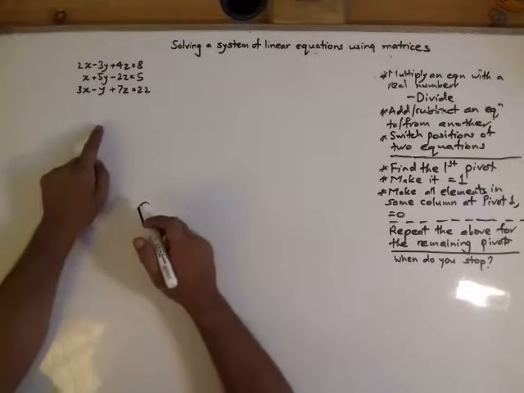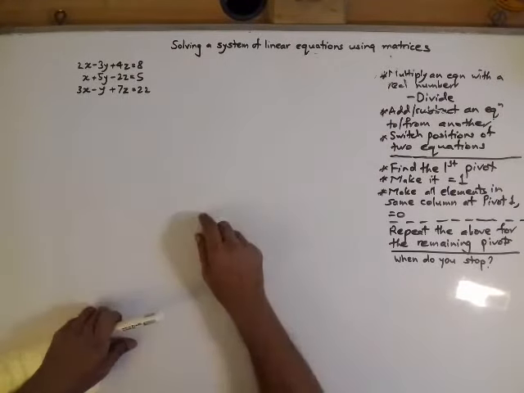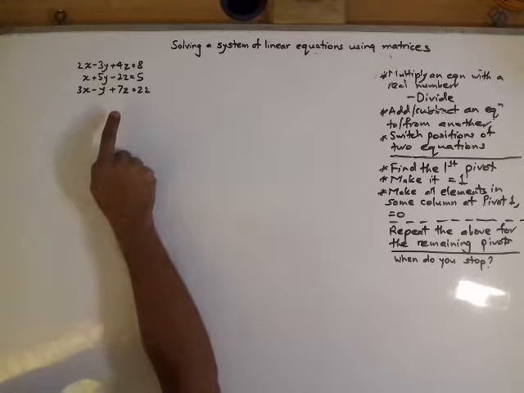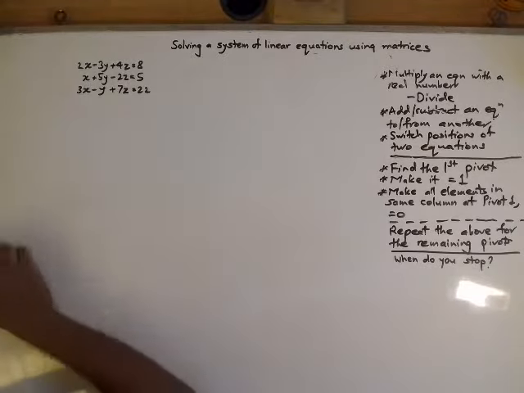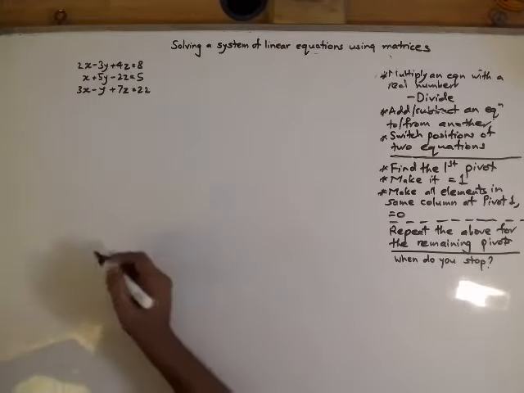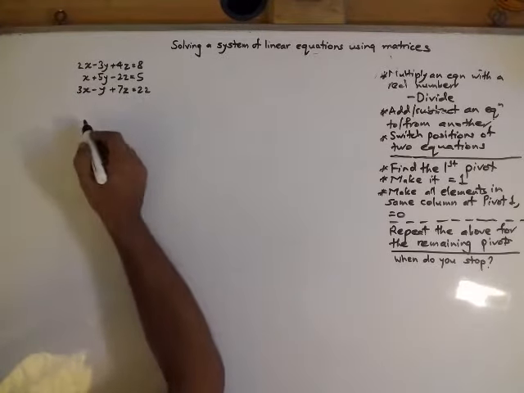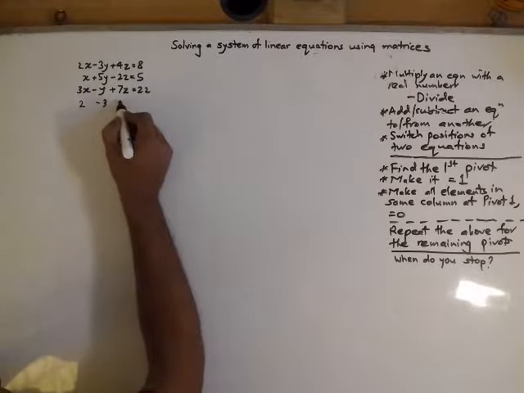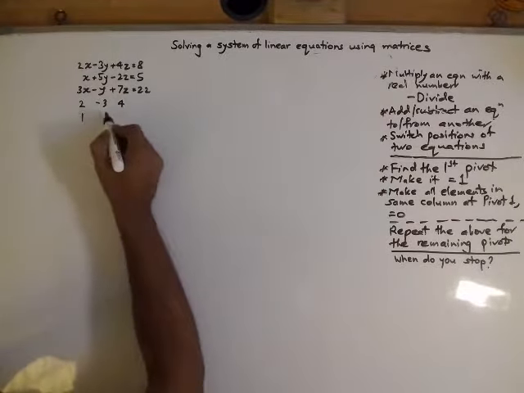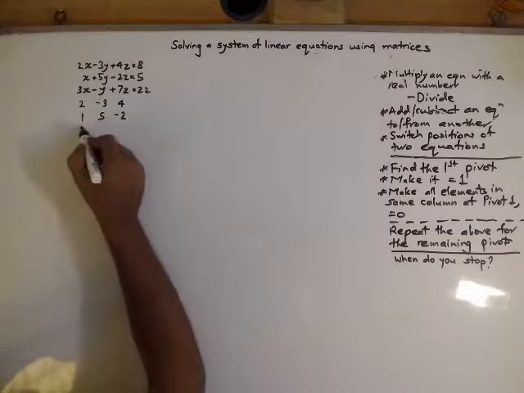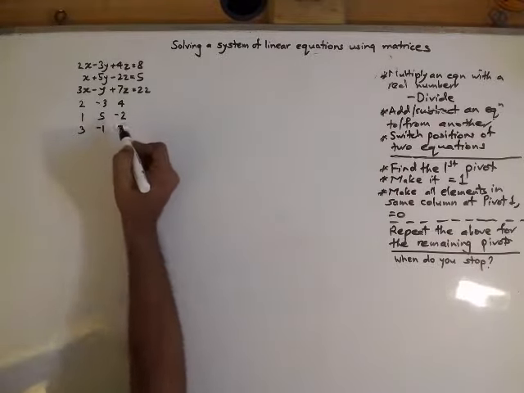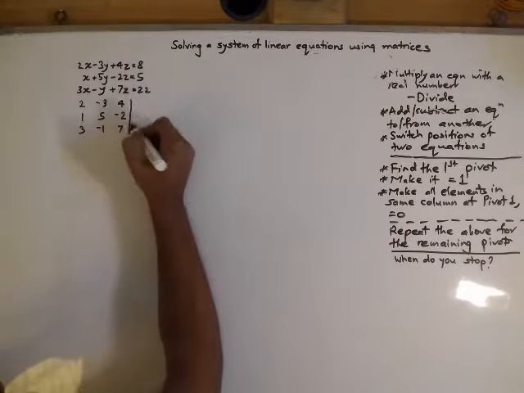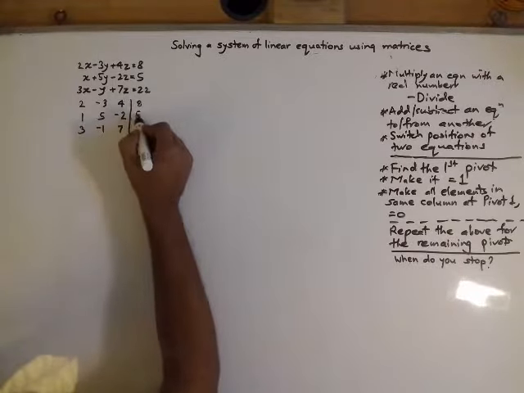Let's try an example of solving a system of linear equations using matrices. This time, 3 variables, 3 equations. I tried it myself. It got a bit complicated, and that's exactly the reason why I want us to try it. Okay, so let's construct the matrix. 2, minus 3, 4, 1, 5, minus 2, 3, minus 1, 7. And of course, the augmented part 8, 5, 22.